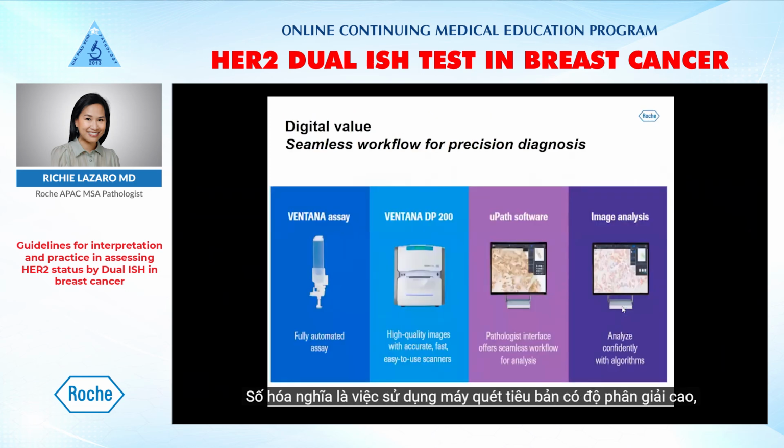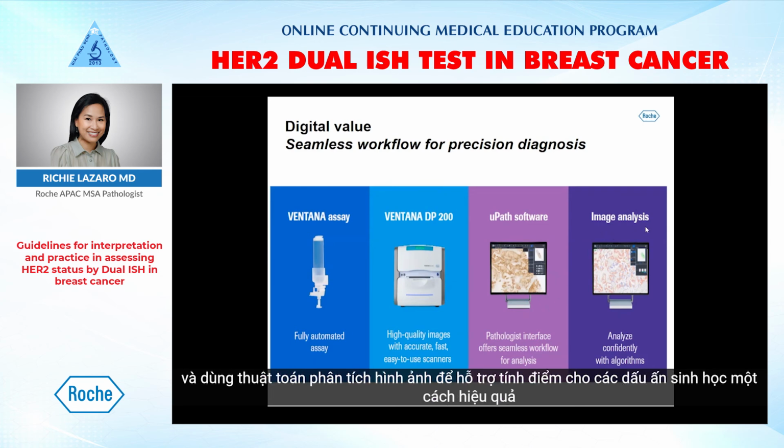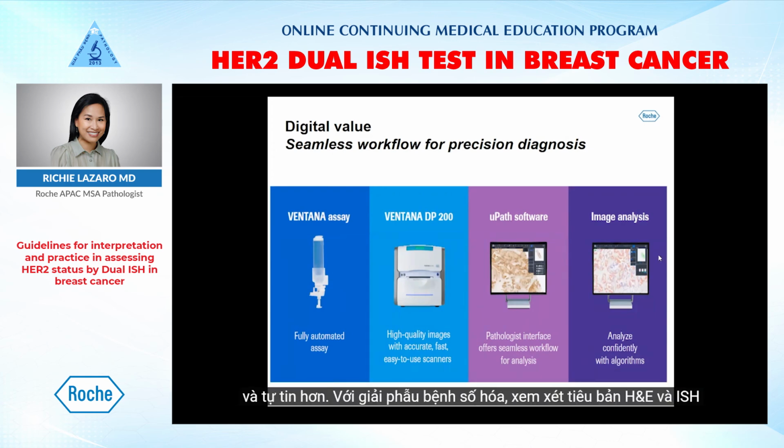Going digital means using high-resolution digital pathology scanners, a pathologist interface on the computer screen to manage and view the patient images and information, and image analysis algorithms to aid in scoring biomarkers more efficiently and more confidently.